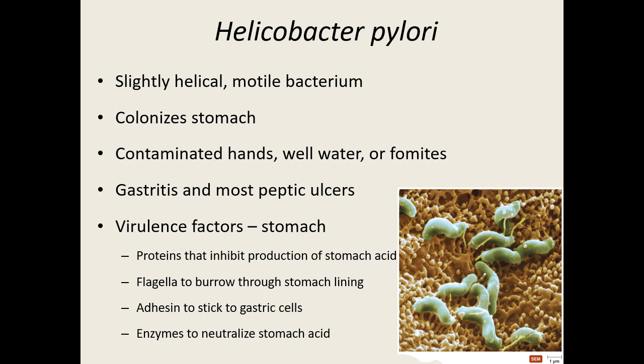Now, things that this bacteria has that allow it to cause ulcers. One, it has proteins that inhibit stomach acid. And if you're a bacteria, there's a lot of acid in our stomach, and the idea is that stomach acid kills almost everything you eat. Which is why, can you eat food off the floor? Really good. I mean, it might not kill everything, so I don't know if you want to risk that. But stomach acid kills a lot. Well, it's got proteins that inhibit the stomach from making acid, so it's less acid you have to fight off. It has flagella that can burrow through the stomach lining. It has adhesion proteins that allow it to stick to the cells of our stomach, and it has enzymes that neutralize the stomach acid, so it no longer has that low pH.